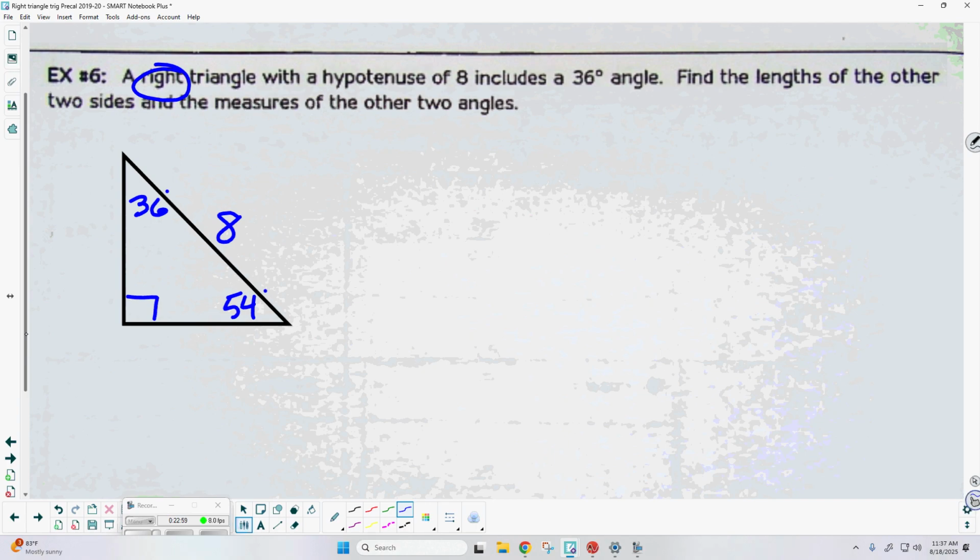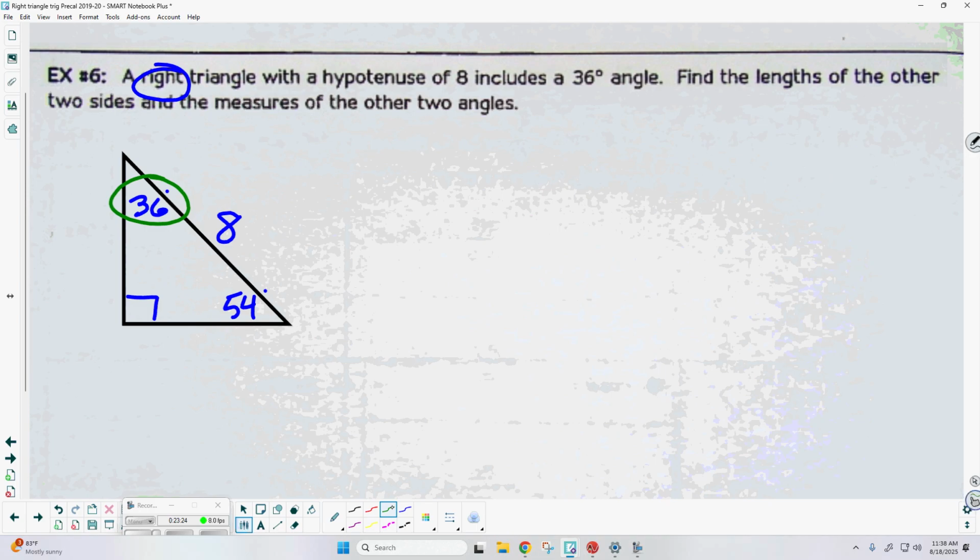Now, I didn't have to use that fact. If we add all three angles, it's going to be 180, so I could have taken 180 minus 90 minus 36. There's a lot of different ways to do this. But let's go ahead. I can choose to work with either of these two angles. Let's say because 36 was mentioned, that's my angle of reference.